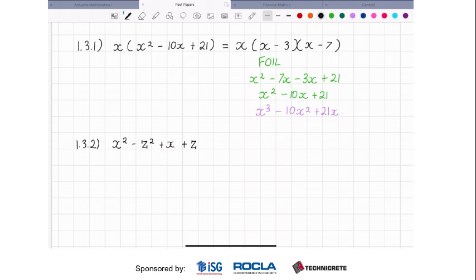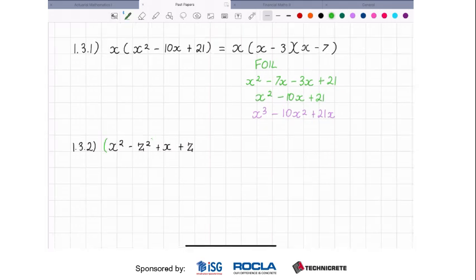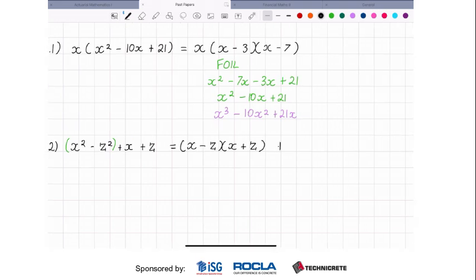So if these were in a bracket, like so, I'm going to have that one bracket becoming two brackets. And the first term in both of the brackets is going to be the square root of x squared, so I've got x for both of them. And then the last term in both of the brackets is going to be the square root of z squared, so I've got z for both of them. And then one of the brackets is going to have a negative sign, the other will have a positive sign. And then I'm left with the other two terms that I had from the beginning.